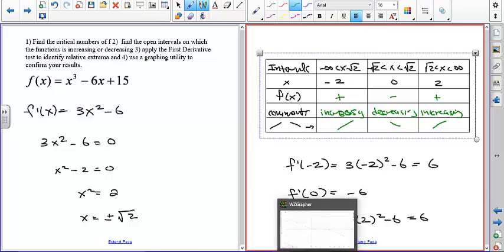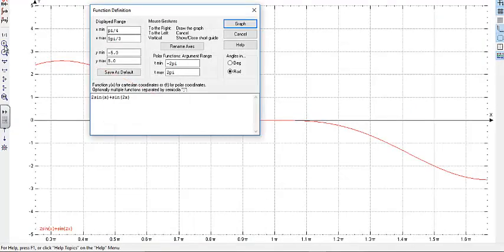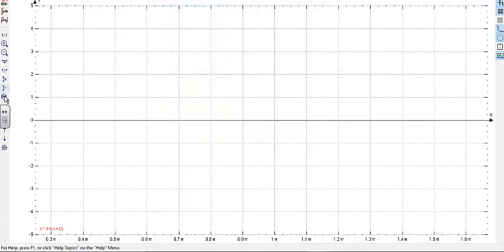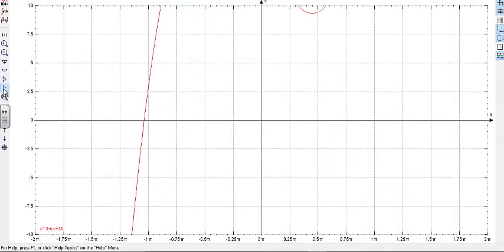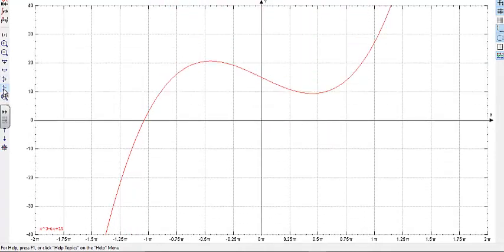So let's do this one. This function is x cubed minus 6x plus 15. And we'll graph that. And a lot of times you have to zoom out to be able to see it.